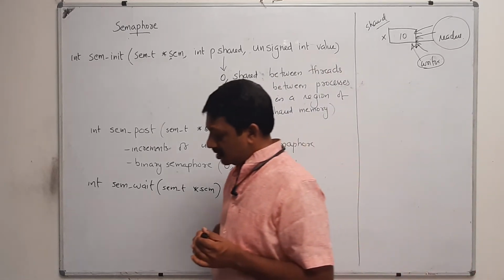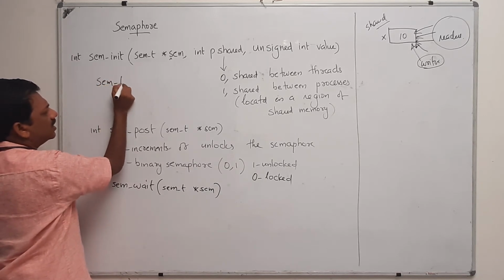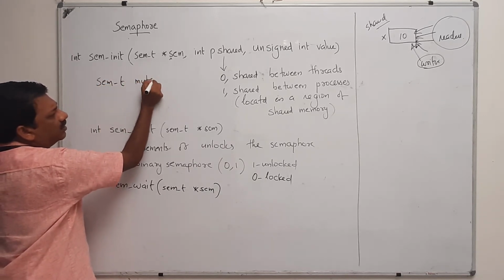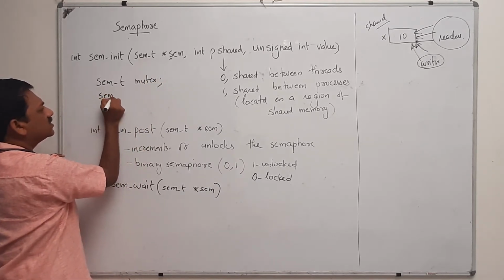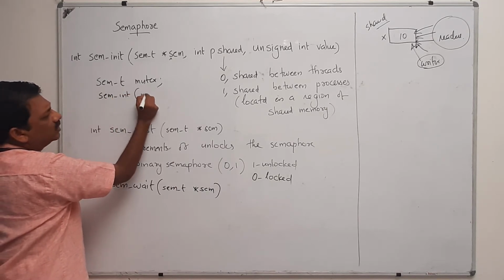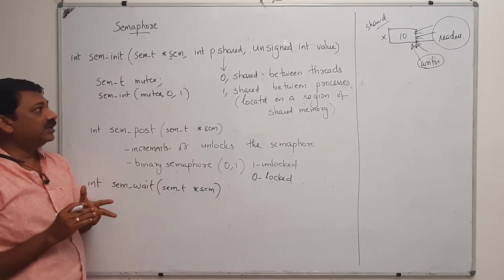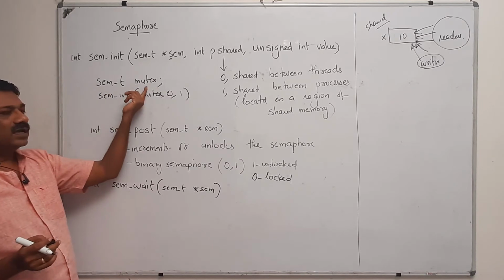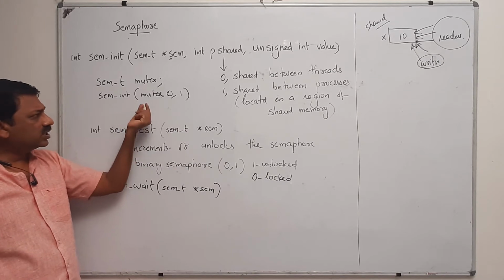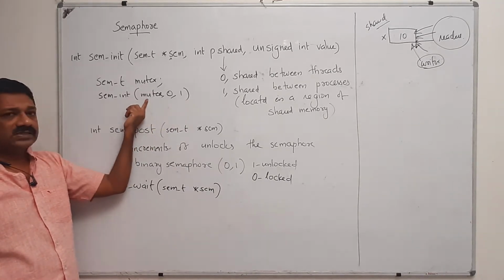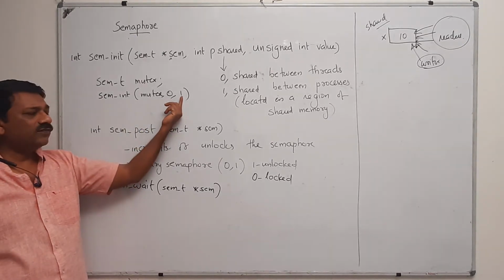For example, say I am going to have a mutex variable, so I am going to have sem_t mutex. Then I am going to have sem_init of mutex, 0, 1. Here I have a semaphore variable mutex and I am going to initialize it using mutex, 0, 1. That means mutex is a semaphore variable, it is shared among threads, and the initial value of that is 1.